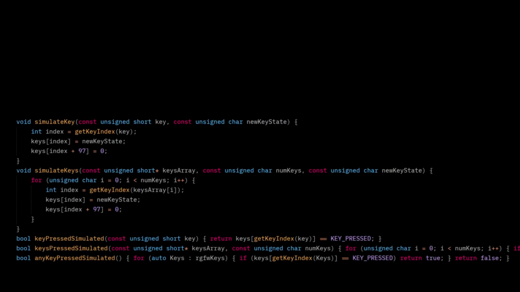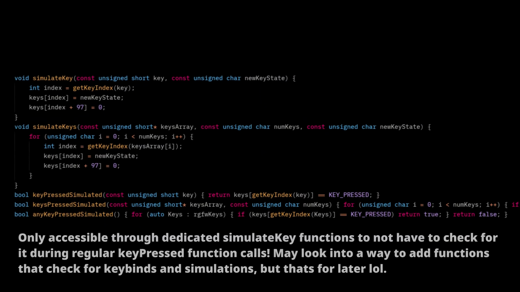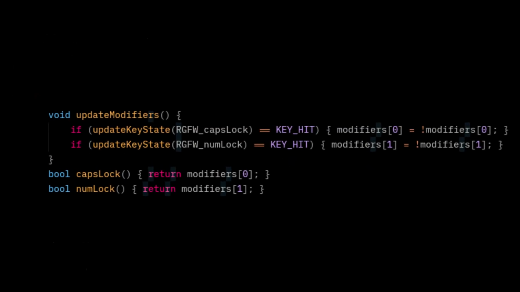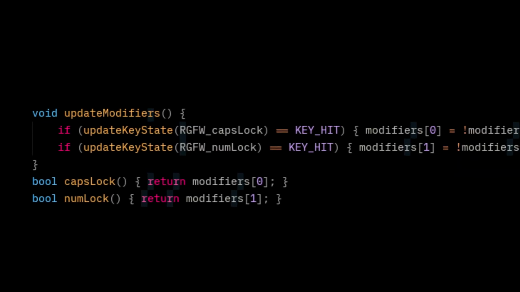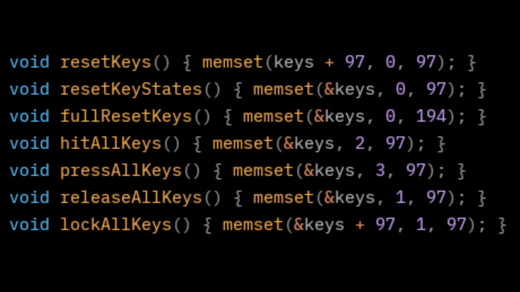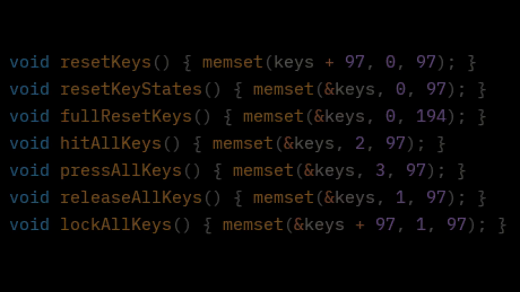And there's stuff like simulate keys, which will make the program or the engine think that you're pressing a key. And then you can update your modifier keys to see if you have like caps lock or anything. And then there's a bunch of functions that use memset to reset keys, reset key states, full reset keys, hit all keys, press all keys, release all keys, lock all keys, stuff of that nature.